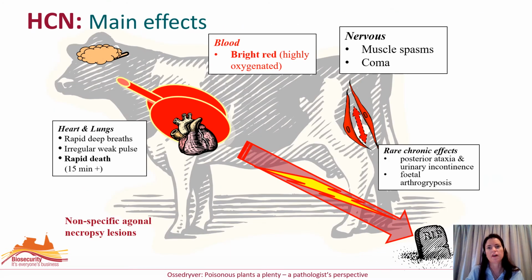Animals poisoned by cyanide are usually found dead. However, in those that are seen alive, clinical signs include rapid, laboured breathing, a weak, irregular pulse, and muscle weakness or twitching before animals may stagger and collapse into convulsions and rapid death. Blood and mucous membranes may appear bright red.